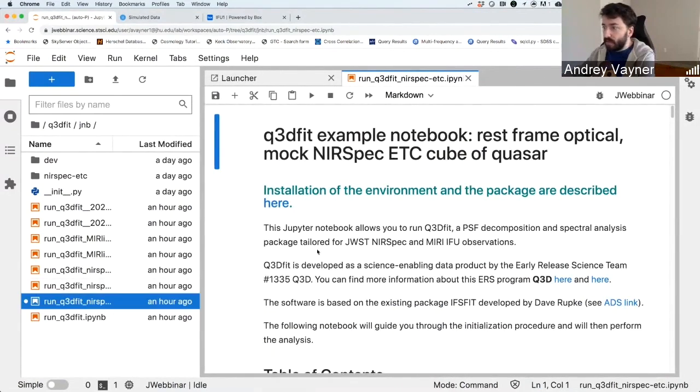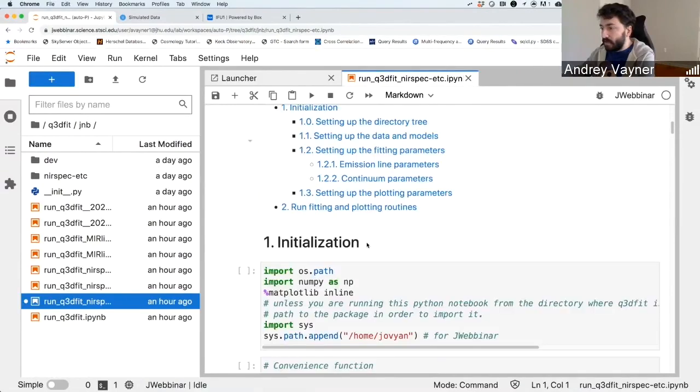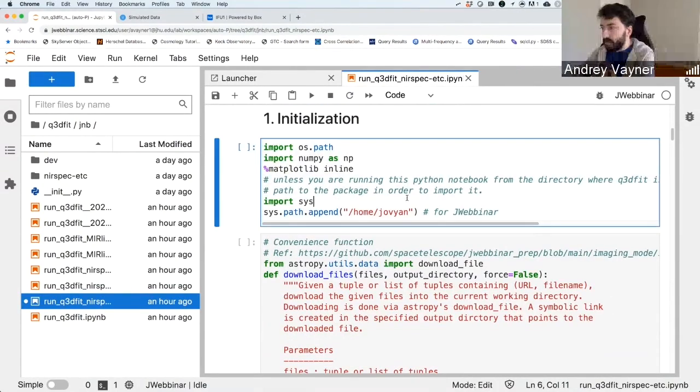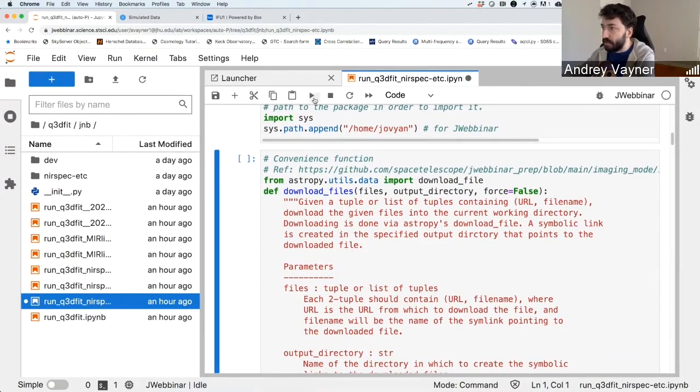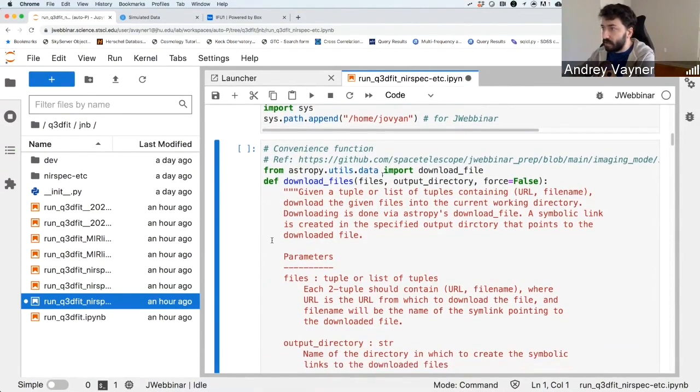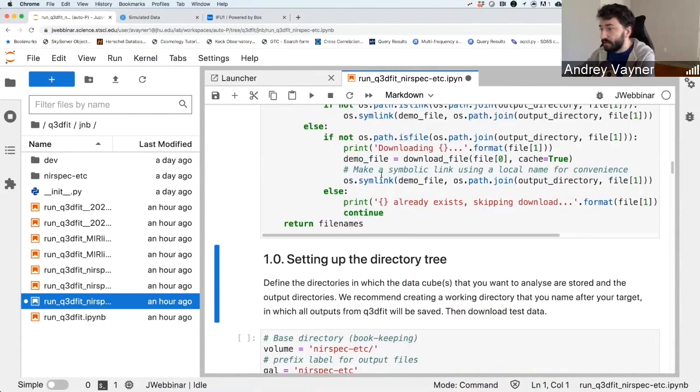So I have it loaded up here, and to begin with, it's very, very similar to the previous example. So we're just going to load in a few basic Python libraries. Then the next step is downloading the data. And so we have this helper function that does that.